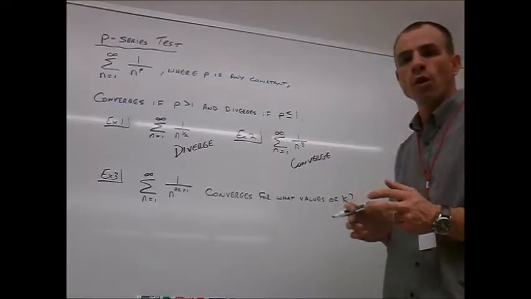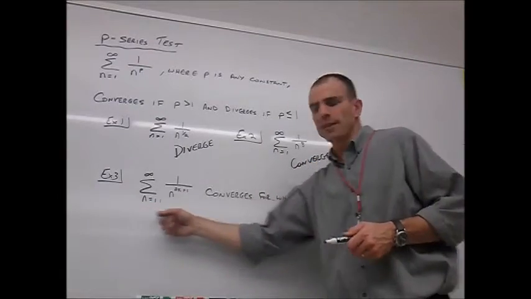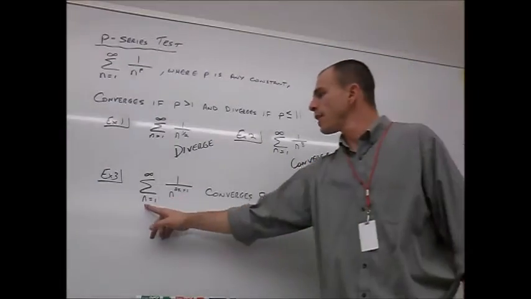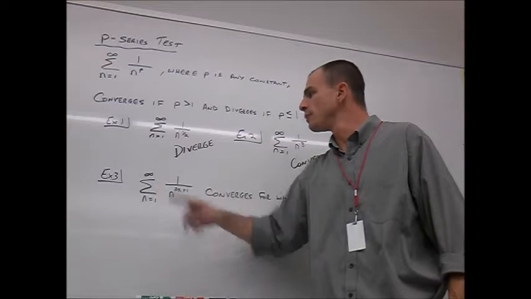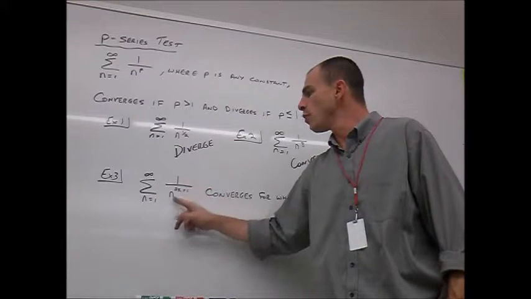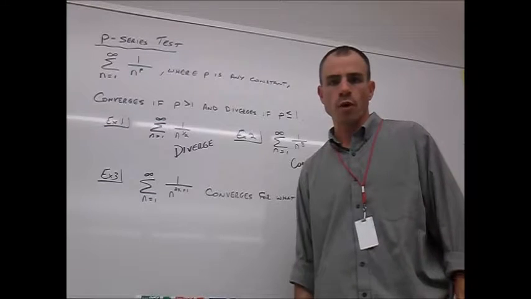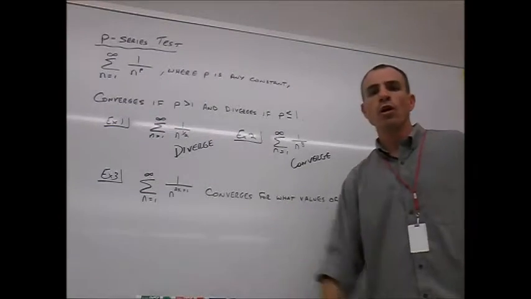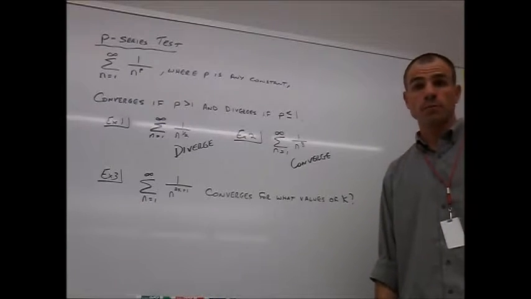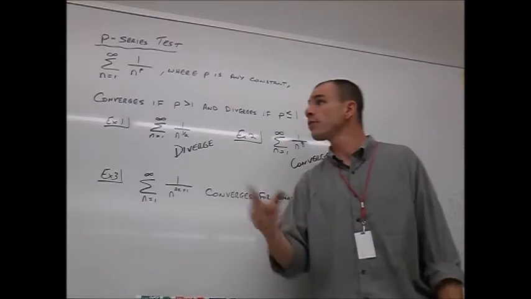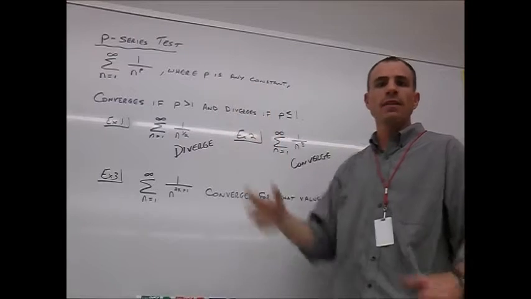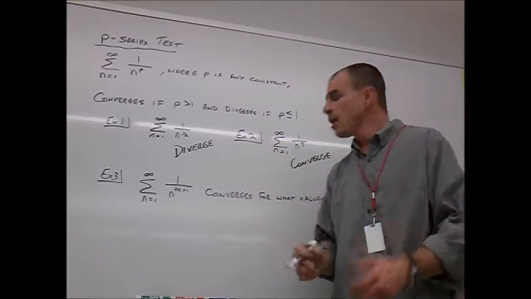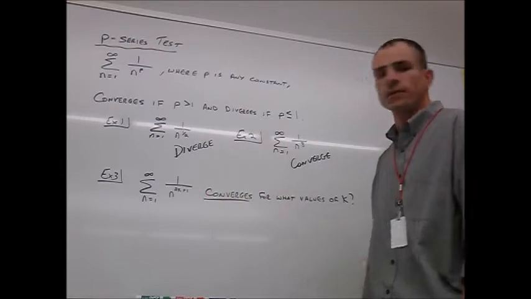But what you are more likely to see is a question like this right here, where they say, okay, we have n goes from 1 to infinity, and we have the series 1 over n to the 2k plus 1. And then they proceed to ask, what values of k will make this series converge? Okay, so they're testing whether or not you know the P-series, and then they want to see if you can use it. So it's asking for when the series will converge.